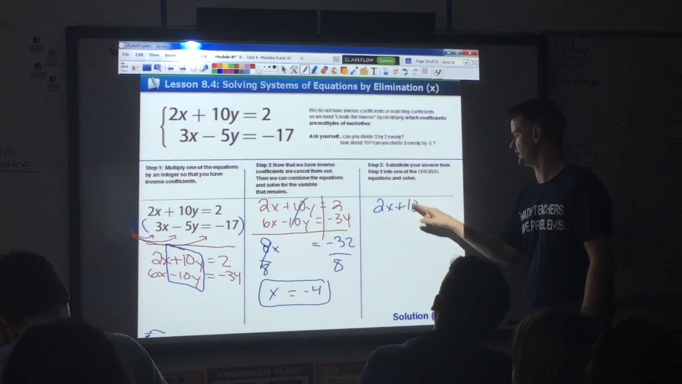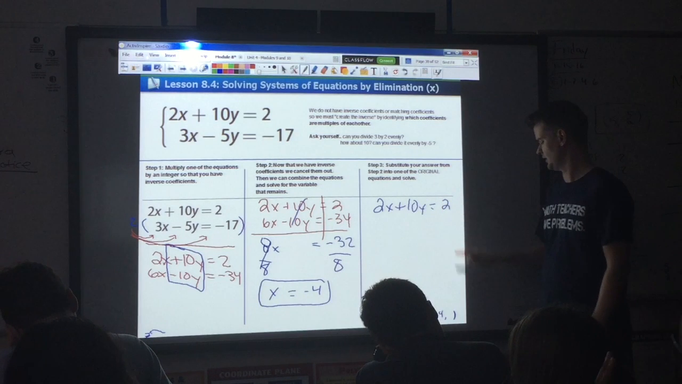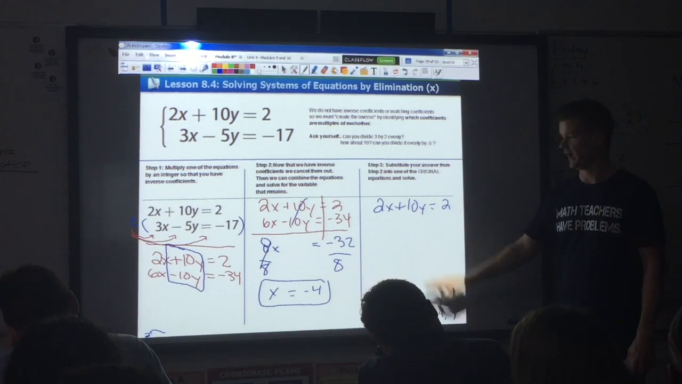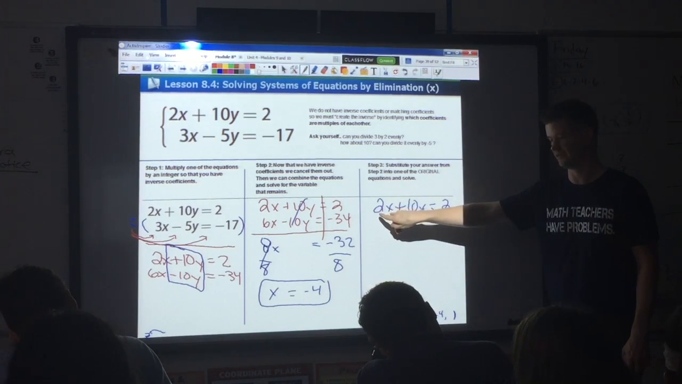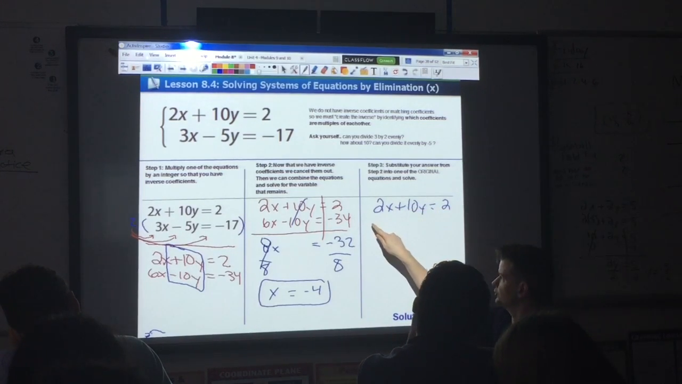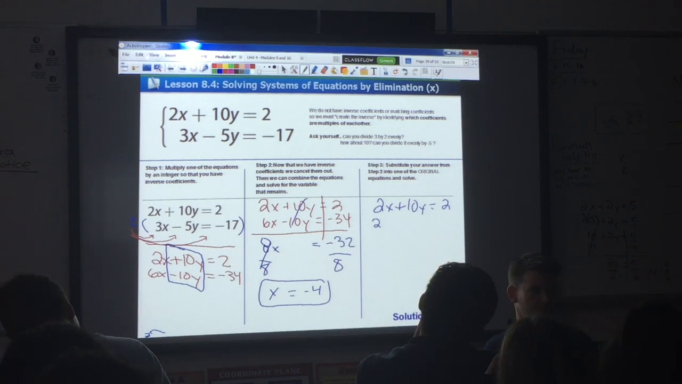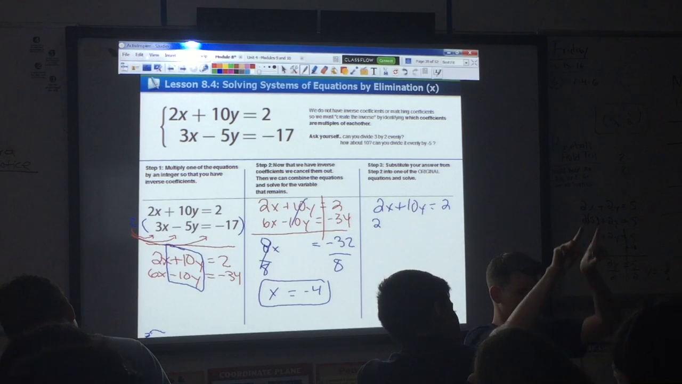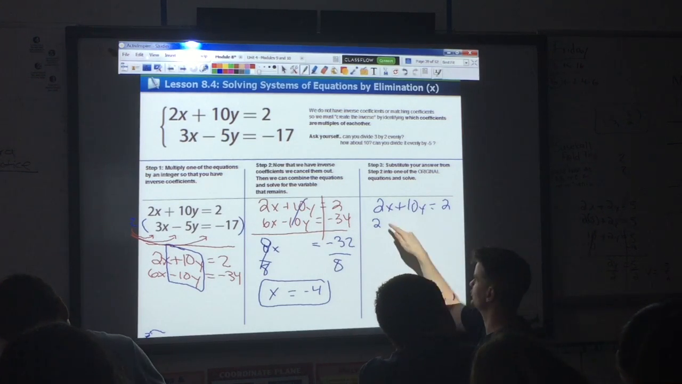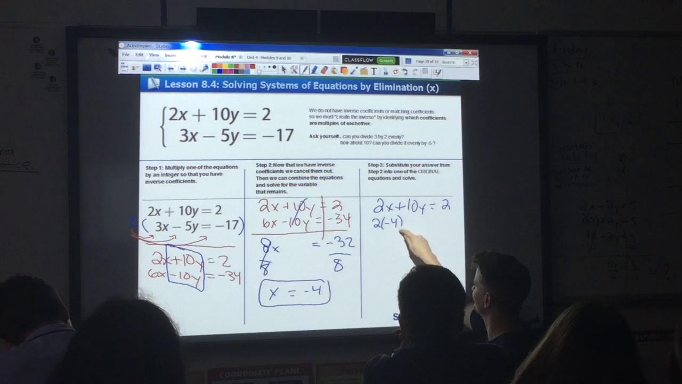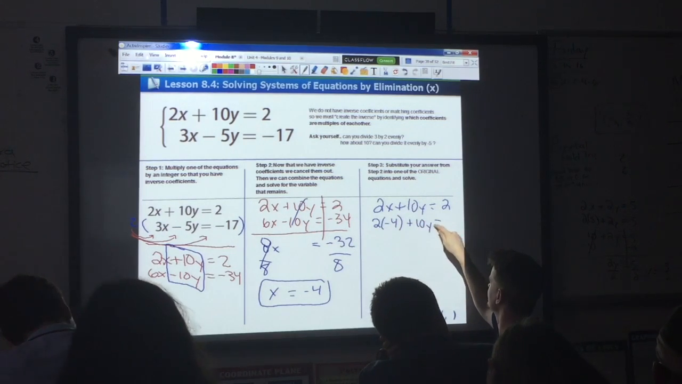2x plus 10y equals 2. I know what x is. I know that this is multiplication happening here. So I'm going to write my 2. And then after the 2, what am I going to write in the last field? What comes after the 2? 2 times negative. Okay, so how do we indicate that? By using parentheses. So it's 2, parentheses, negative 4 plus 10y is equal to 2.